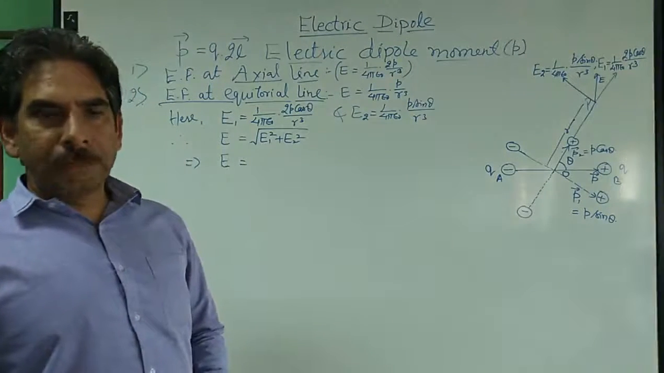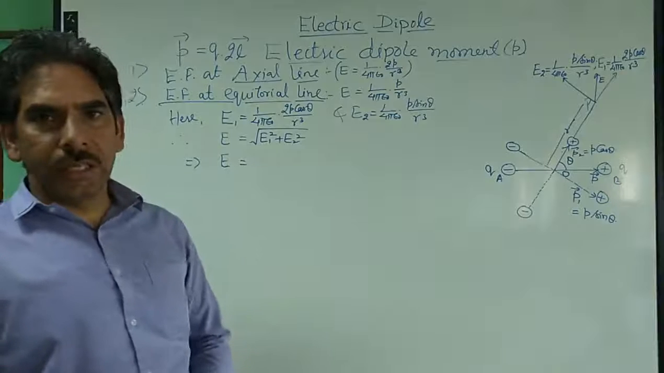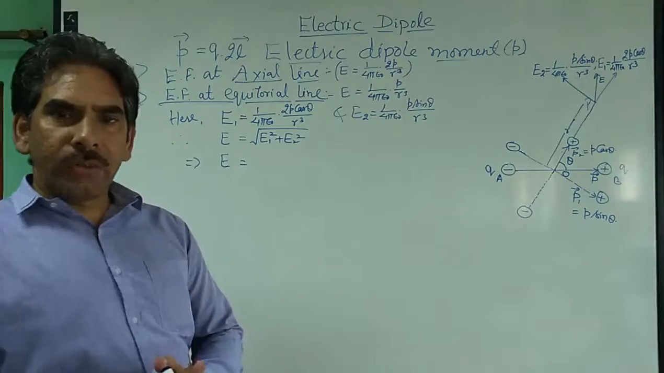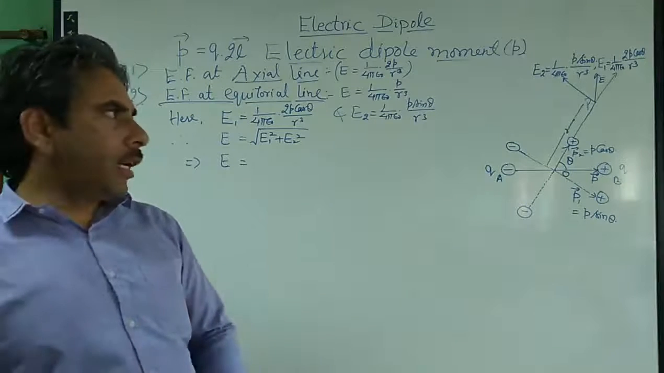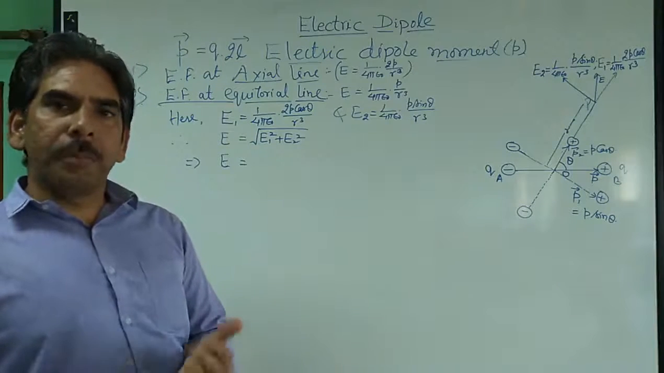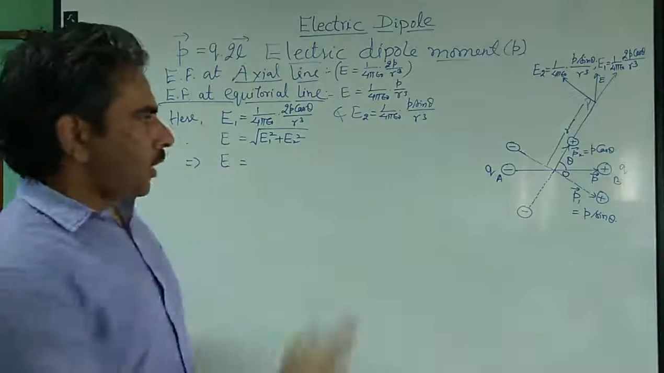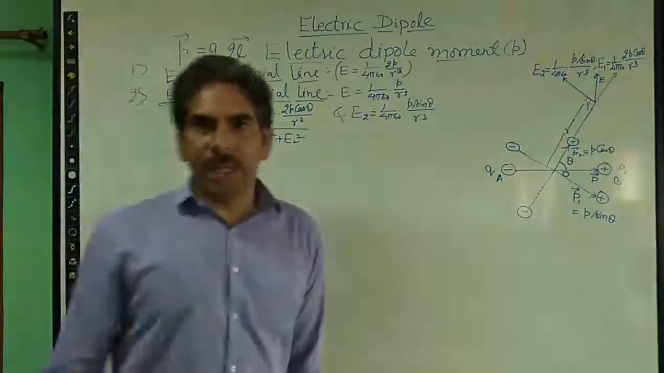Hello and welcome again. Here comes the third article of this sequence on electric dipoles, in which we are trying to find the electric field at any arbitrary point. This point may or may not be on the axial or equatorial line, it can be at any other point. So here is the situation which I am representing with the diagram.